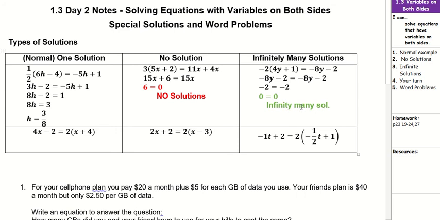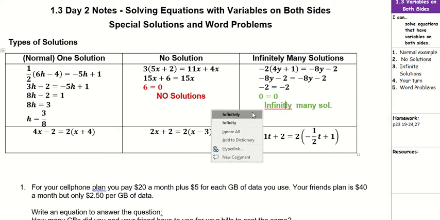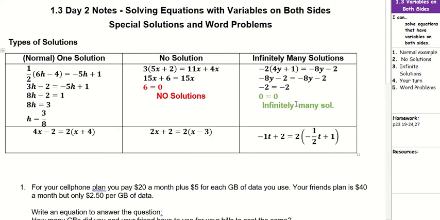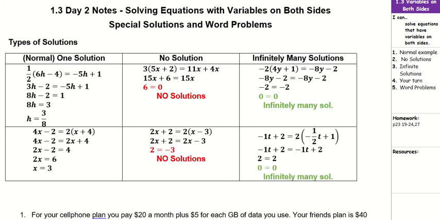Infinitely many solutions. Infinitely many solutions for this one. All right, I want you to try each one here. Go ahead and pause and do those. I'm going to show you the answers in 5, 4, 3, 2, 1. There are our solutions for the your turn.